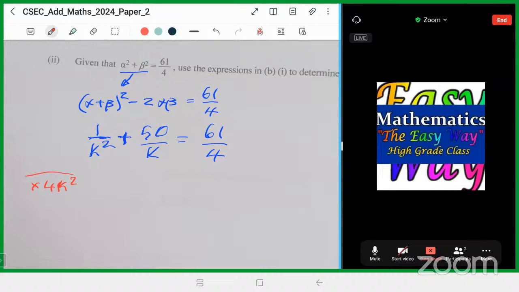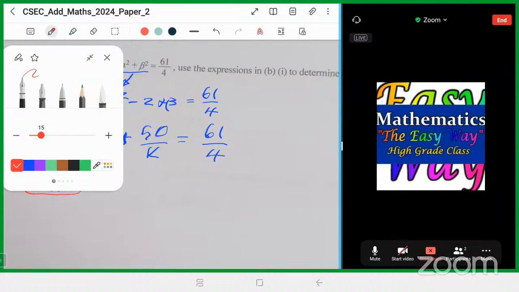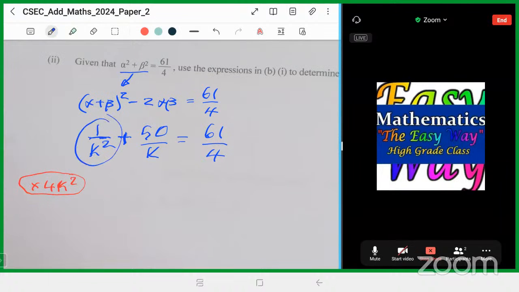If you wanted, you could go step by step. So I'm going to multiply this by 4k squared. The k squared is cancelled. I'm going to get 4. When I multiply this by 4k squared, 4 times 50 is 200. And k out of this cancels a k out of the k squared. Did I make a mistake? No, this is supposed to be a 4. Come on, Mr. Shaw, don't give it away.